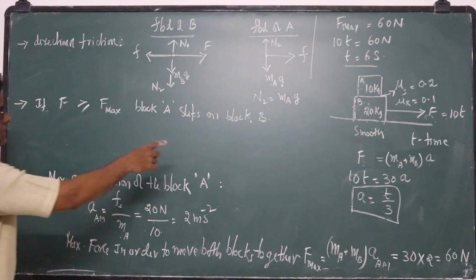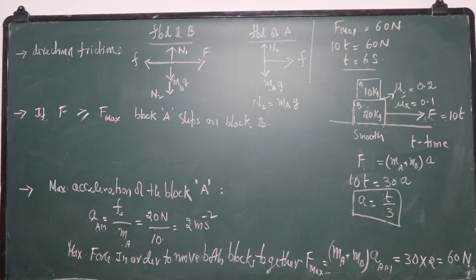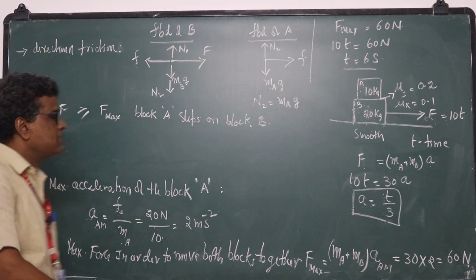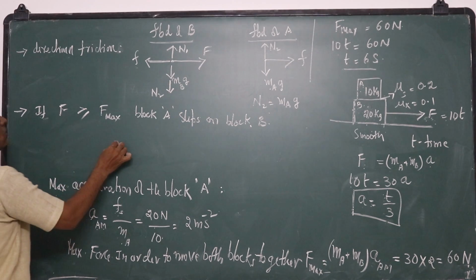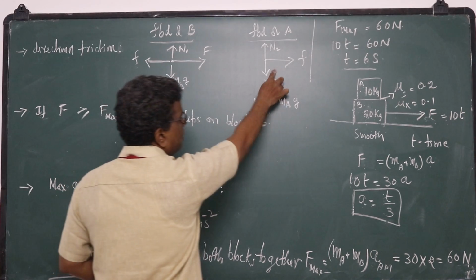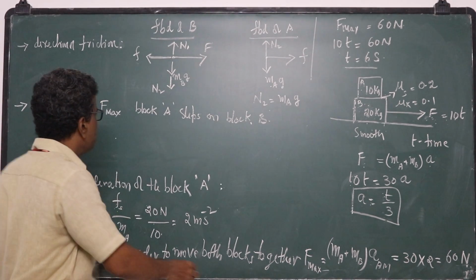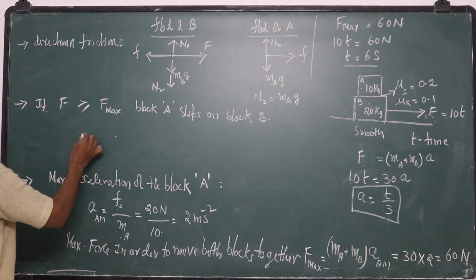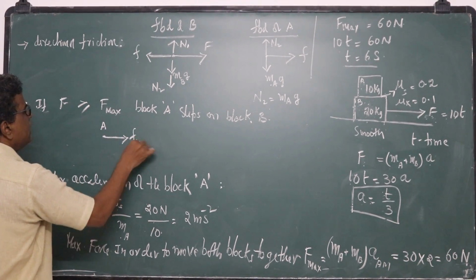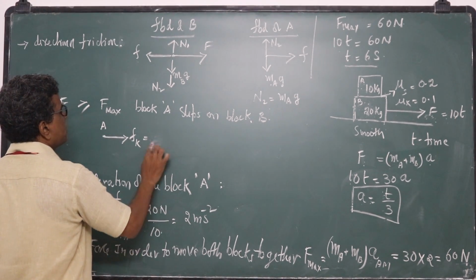So when F exceeds this maximum value, F max is 60 newtons. What happens? We want the acceleration of block A. Once it starts slipping, draw the FBD of A. The only force acting on it is the frictional force, and once it starts slipping it is kinetic friction. So what is Fk? Fk is 10 newtons.